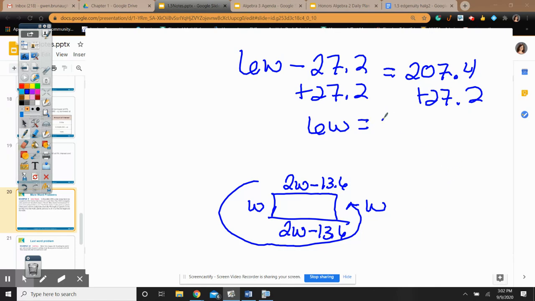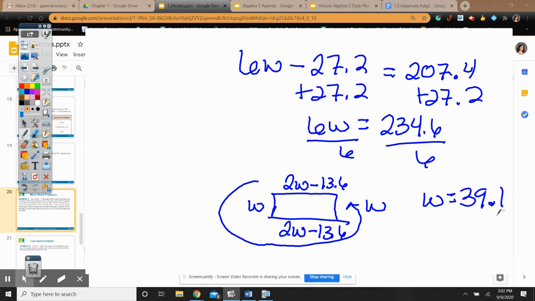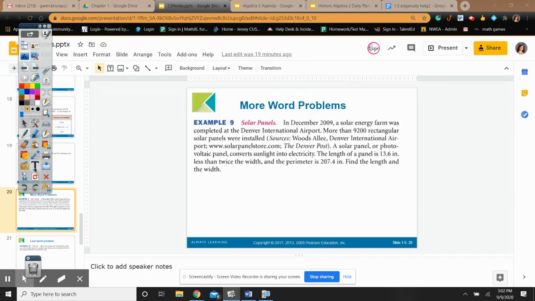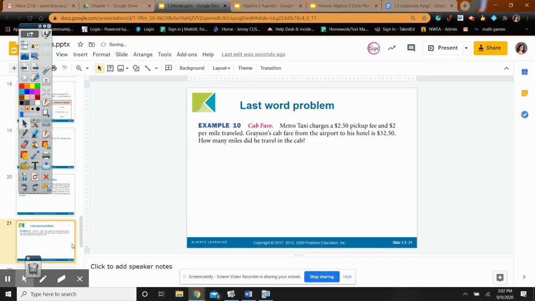This is 234.6. Divide by 6, and this is going to give us the width, which is 39.1. If the width is 39.1 inches, then you will take 2 times 39.1 minus 13.6 to get the length, which will be 64.6. I think it was inches. It might have been feet. Let's see here. It was inches. Okay? So remember, perimeter goes all the way around.